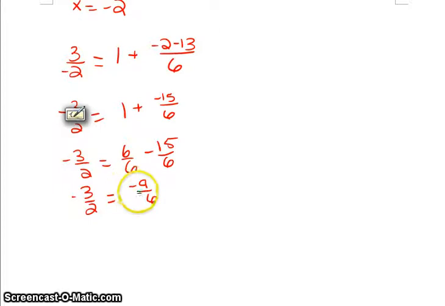So they both have that common factor. We can reduce it by 3. So we have negative 3 over 2 is equal to negative 9 divided by 3 is 3, and 6 divided by 3 is 2. So your left side and your right side are correct. Okay? So that's solving it algebraically.